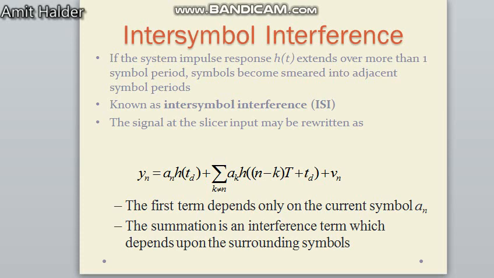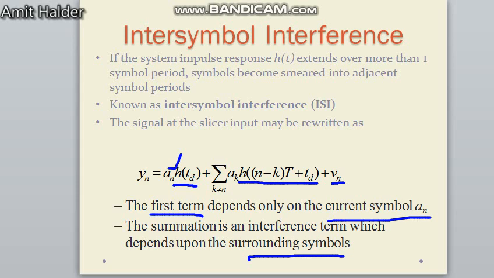So the signal at the slicer input may be written like this. You can get the delay time and the sample noise voltage. The first term depends only on the current symbol a_n, and the summation is an interference term which depends upon the surrounding symbols, right? So that is the intersymbol interference.